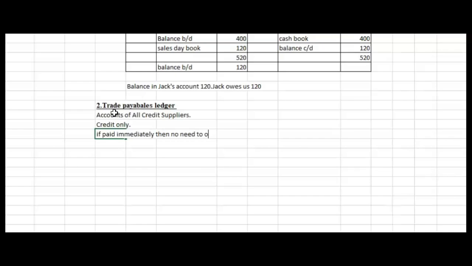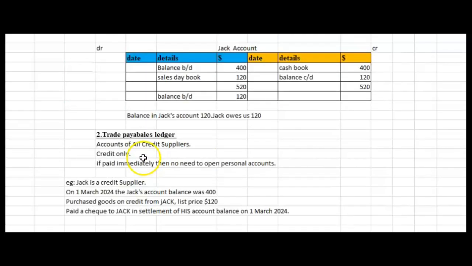It is important to remember that we only keep accounts for credit suppliers in this ledger. If a supplier is paid immediately and no credit period is taken, there is no need for the business to create a personal account for them. Such transactions are recorded only in the cash book.